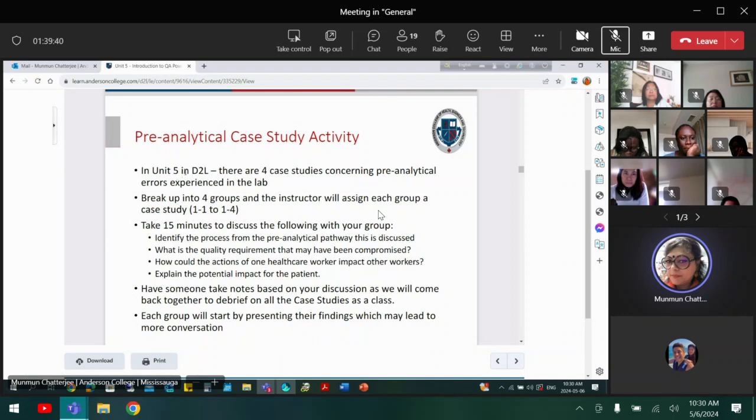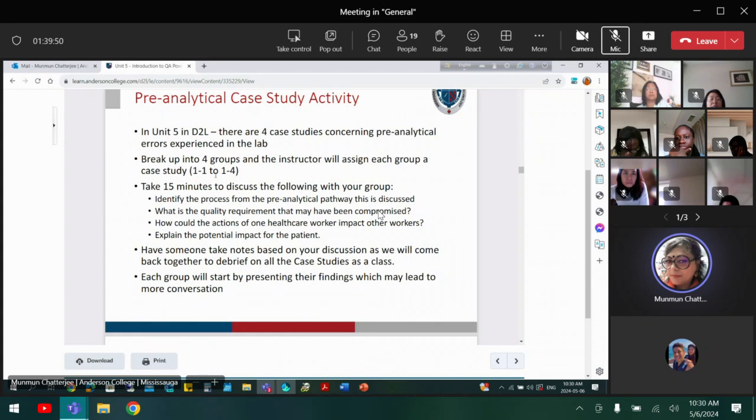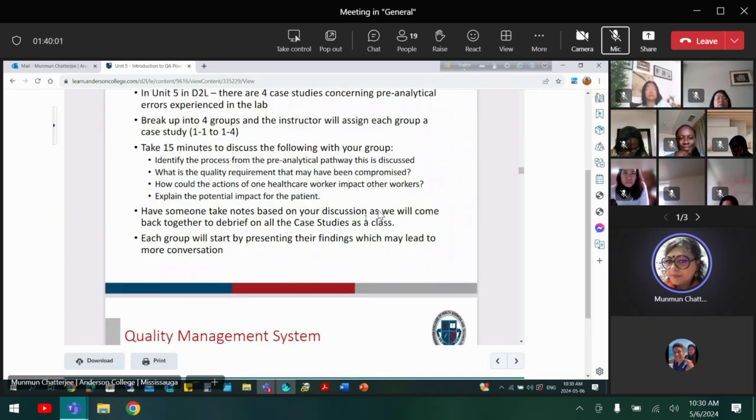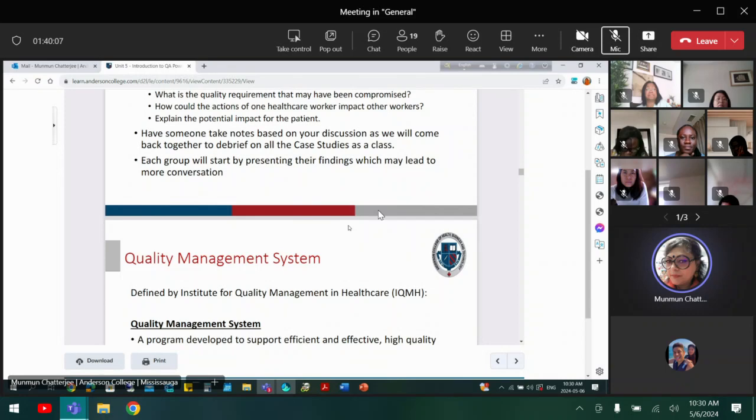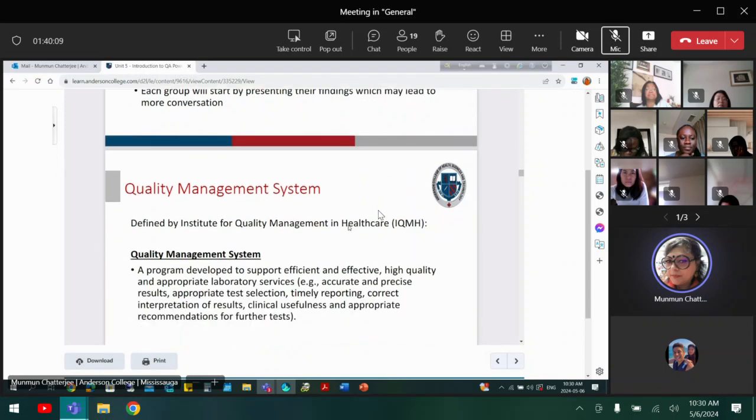In Unit 5 in D2L, there are 4 case studies concerning pre-analytical errors experienced in the lab. Break up into 4 groups, and the instructor will assign each group a case study 1 to 4. Take 15 minutes to discuss in your group, identify the process from the pre-analytical pathway, and take notes based on your discussion. We will come back together to debrief on all these case studies as a class. Each group will start by presenting their findings, which may lead to more conversation.